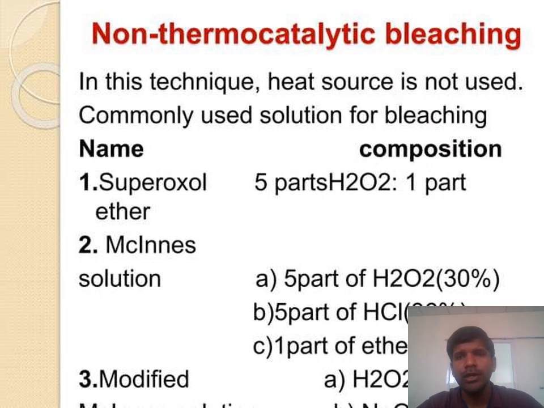In this technique, heat source is not used. Commonly used solutions for bleaching are superoxol ether, which is used in composition of 5 parts of hydrogen peroxide and 1 part of ether. McKin solution, where we use 5 parts of hydrogen peroxide, which is 30% concentration, and 5 parts of hydrochloric acid and 1 part of ether.